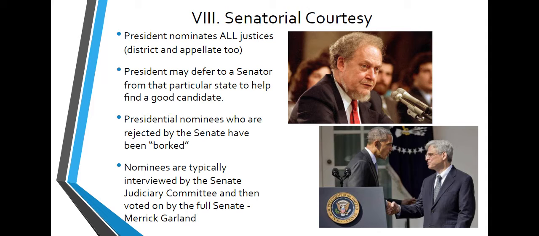I'll take your word for it. You know what? You're a good senator. We're from the same party. And again, I don't know anybody from your state. So sure, let's make that person a federal judge. So that is the concept of senatorial courtesy: the idea that a president defers to a senator to fill a judicial opening in that state.